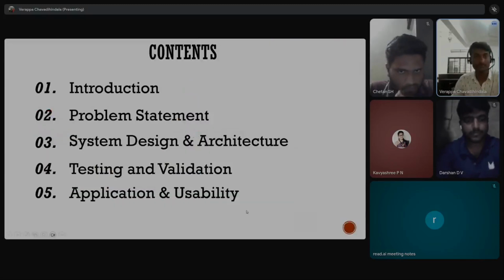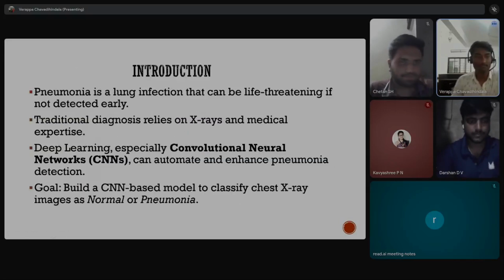Here is our team and introduction. The contents are introduction, problem statement, system design and architecture, testing and validation, and application and usability. Pneumonia is a lung infection that can be life-threatening if not detected early. In the traditional method, we have to take the X-rays and then wait for the doctors to analyze them.